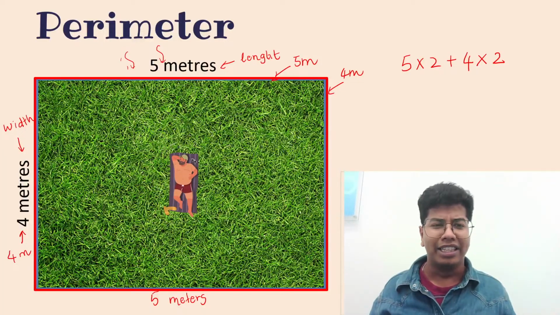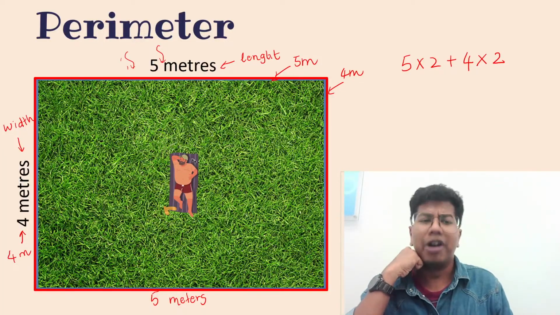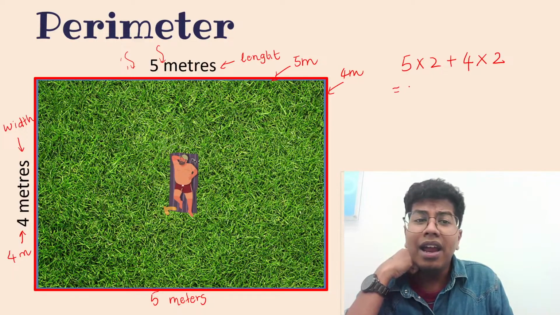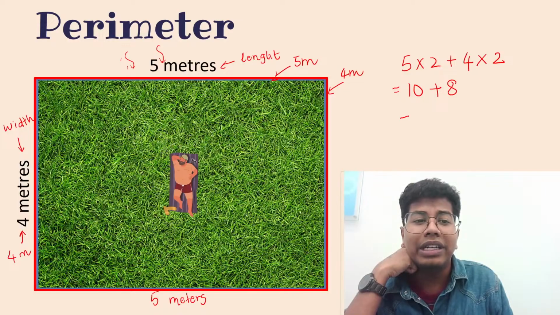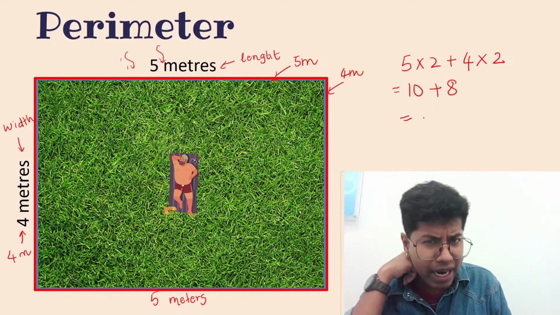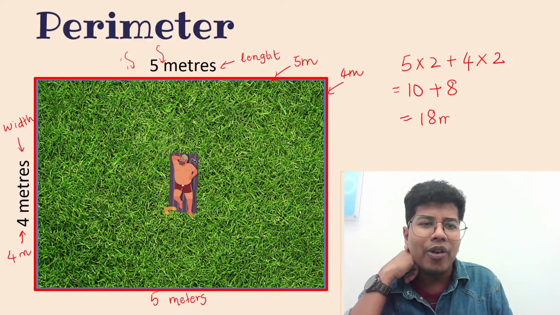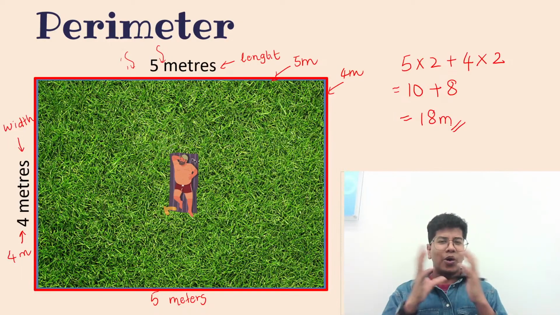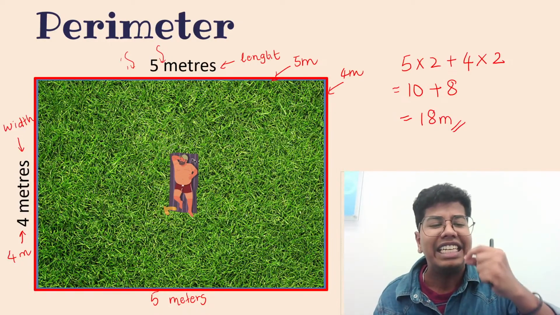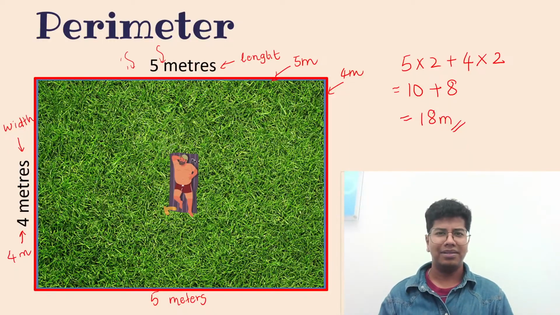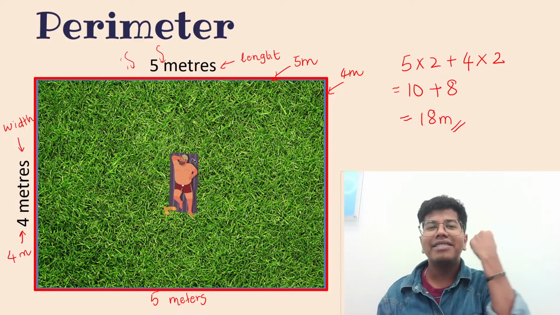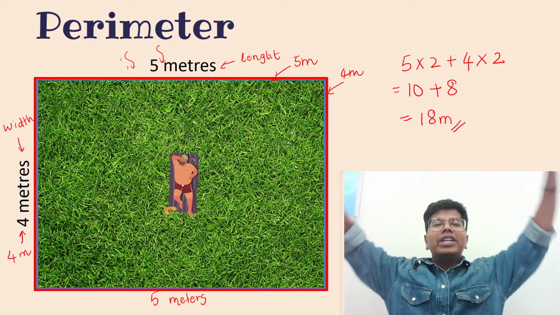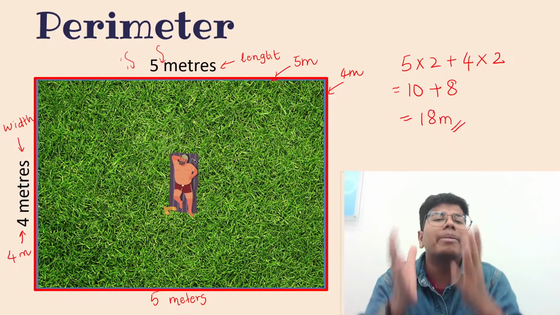And if we calculate this, what will it be? Perfect. 5 times 2 will be 10, plus 4 times 2 is 8. So the total fence that we will require will be 18 meters. Now the question is, what does this 18 meter represent? Any idea? This 18 meter is nothing but the total fencing of the outer boundary.